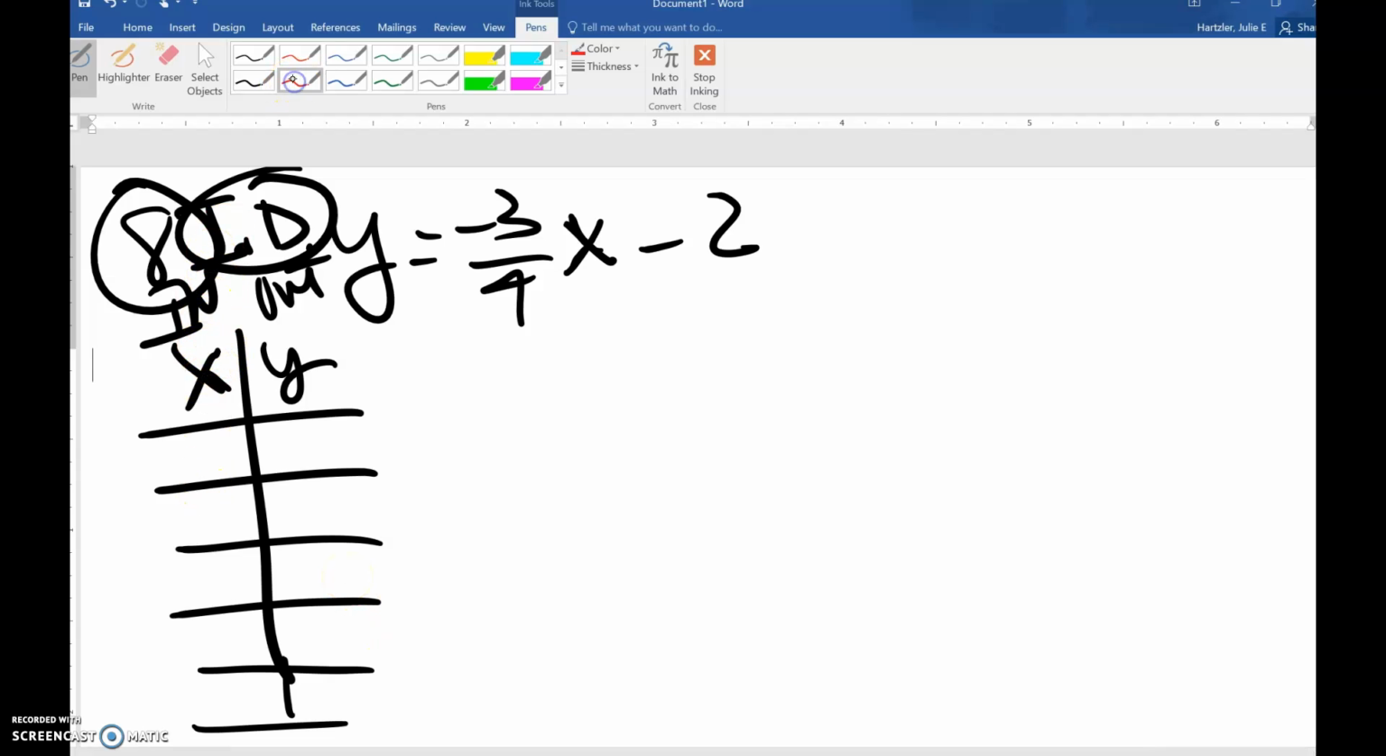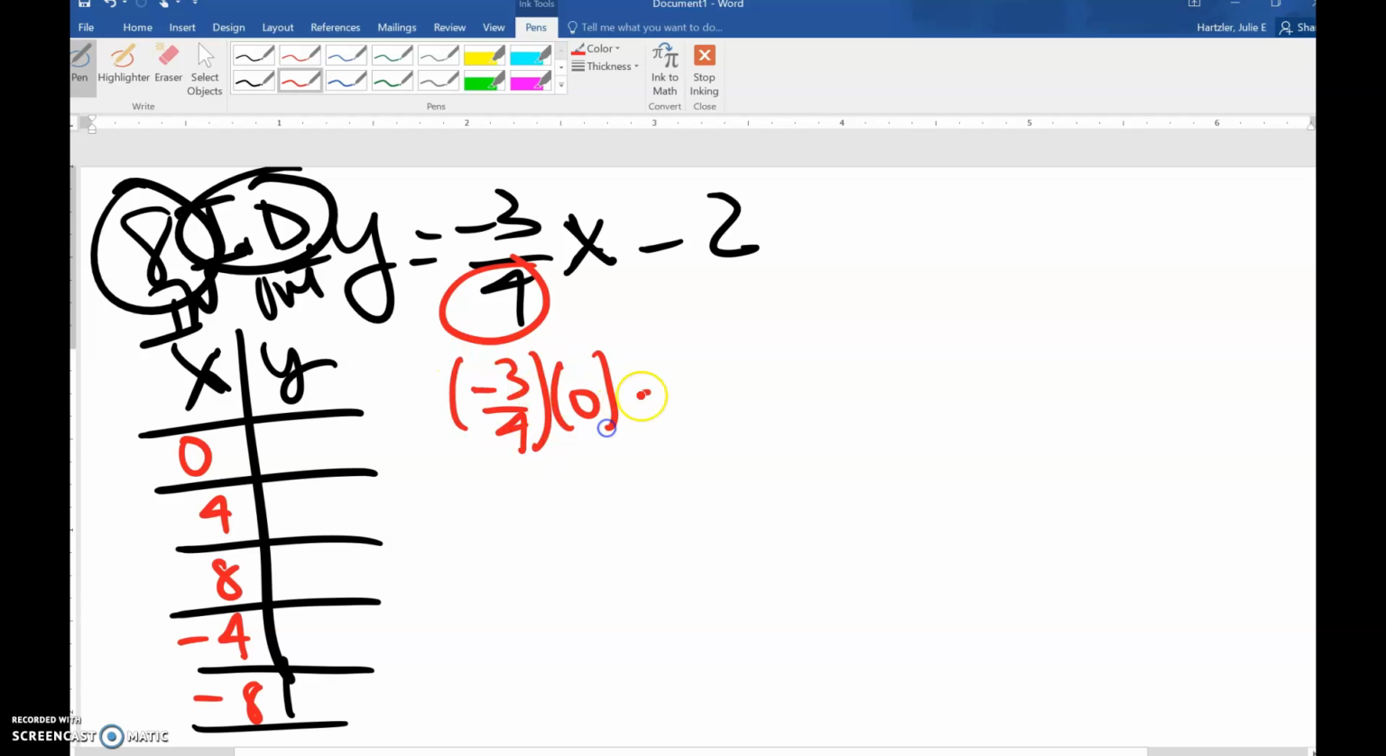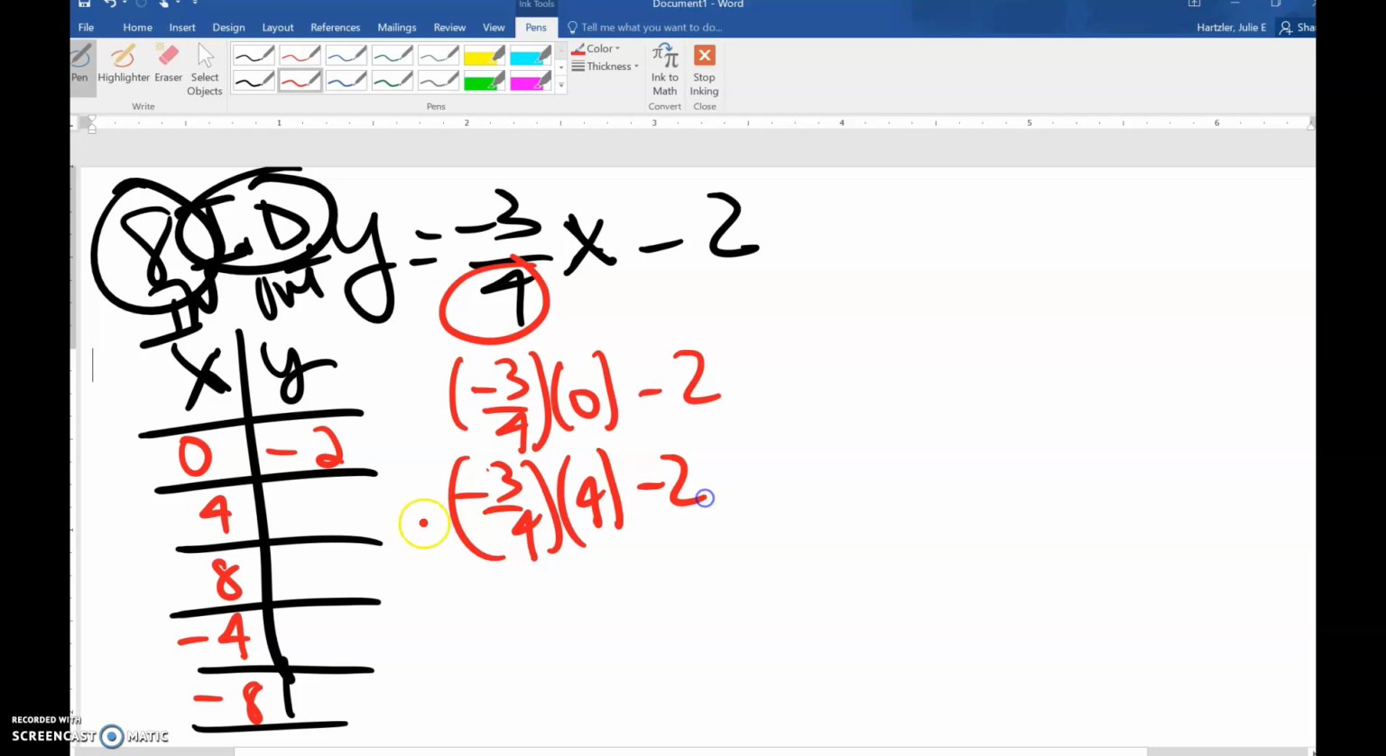Now, if you're going to do that, see this denominator 4? If you want to avoid decimals and fractions, pick multiples of 4. So like 0, 4, 8, maybe a negative 4, negative 8. And you can just type those in your calculator. So like negative 3/4 times 0 minus 2, enter, and then get your answer. Or negative 3/4 times 4 minus 2, enter, and you're going to get your points. Negative 3/4 times 8 minus 2, enter, and it'll give you those, okay? And then at that point, you can just graph them and draw your line.